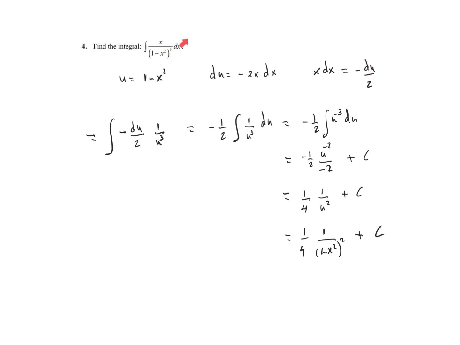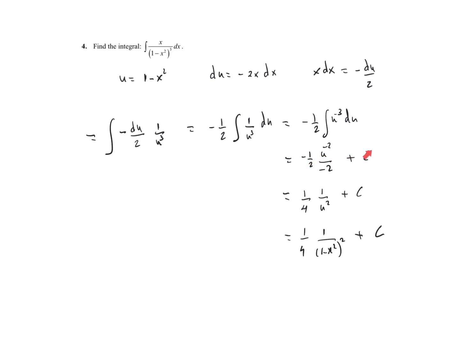So we go again to the equation and we rewrite it in terms of u. x dx is minus du divided by 2. And 1 divided by (1 minus x squared) raised to the power 3 is 1 divided by u cubed. And again, we do a little bit of algebra: we express 1 divided by u to the third power as u to the minus 3, and we apply the power rule.